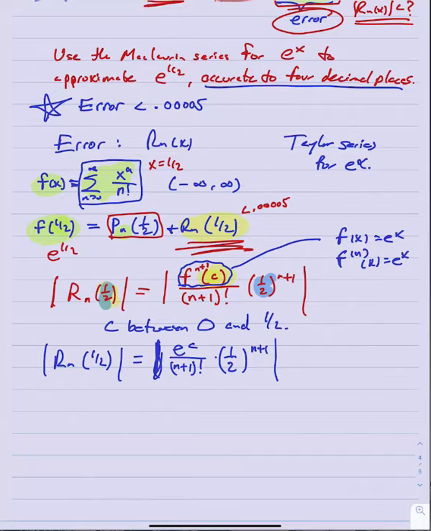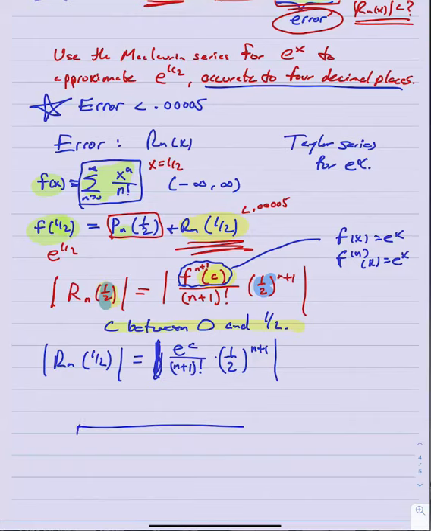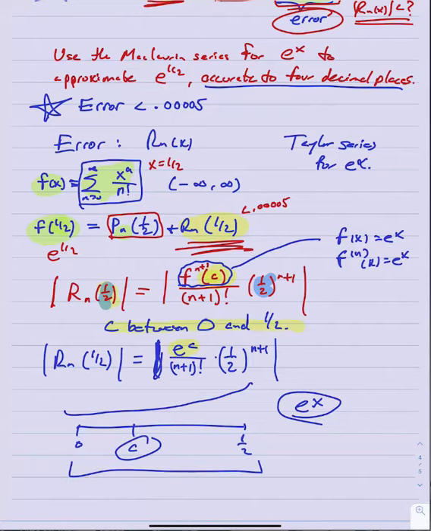All right, now here's where you just take your time and be careful and think things through. What do we know about c? We know c is between 0 and 1/2. So, of course, here's 0, here's 1/2. C is somewhere in there. What's the function we're talking about right here? We're talking about e to the c. I know e to the x is an increasing function always. So on the interval 0 to 1/2, if I ask you what's the maximum value or the upper bound on e to the x on the interval 0 to 1/2, which is where this c is, it would definitely be e to the 1/2. That would be the upper bound on the size of e to the c if c is a number between 0 and 1/2. Meaning, I could definitely say that this is less than or equal to e to the 1/2 over n plus 1 factorial times 1/2 to the n plus 1.